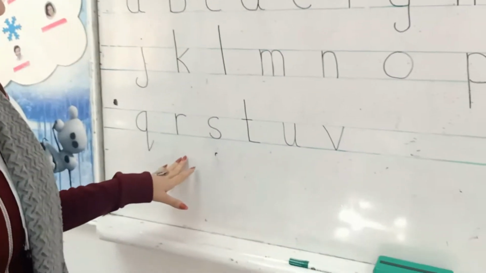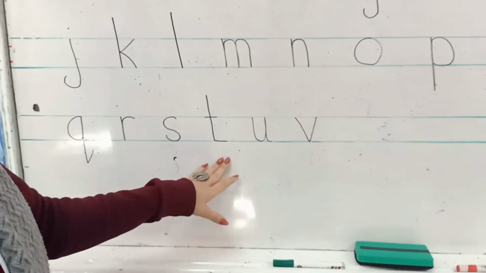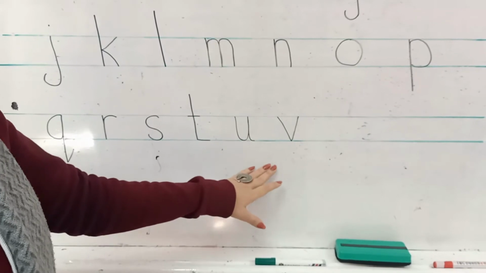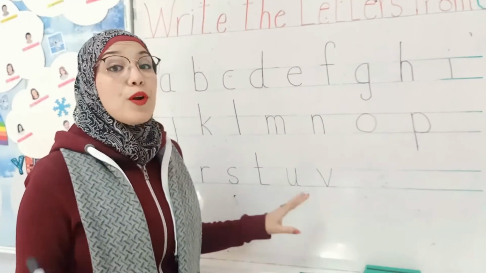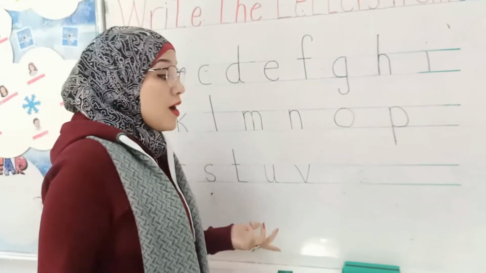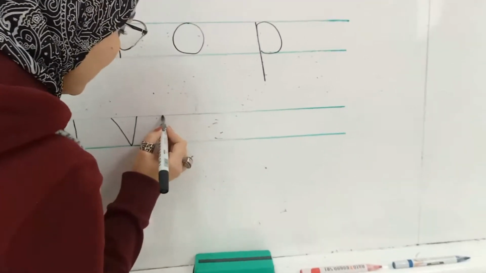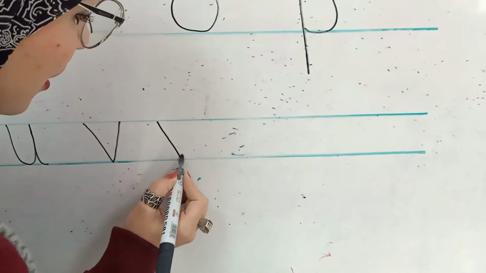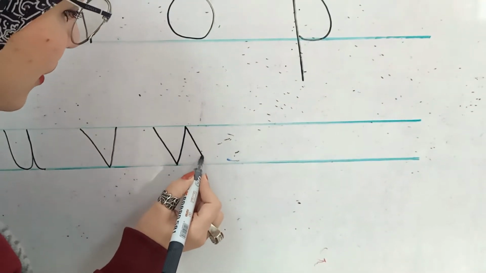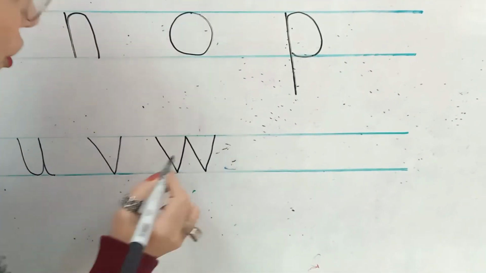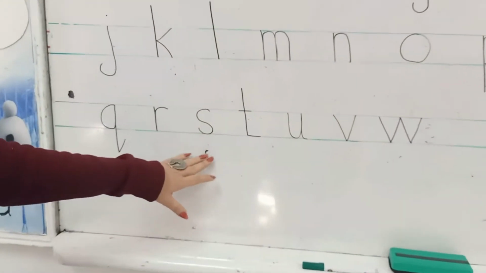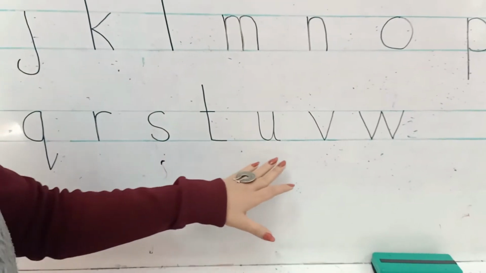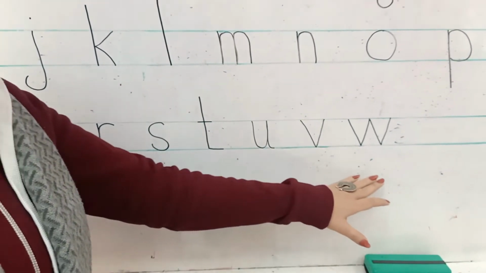Q, R, S, T, U, V. After V comes W. Super! W. How great letter W. Starting point, down in a slash, up in a slash, down in a slash, up in a slash. Super! Q, R, S, T, U, V, W.